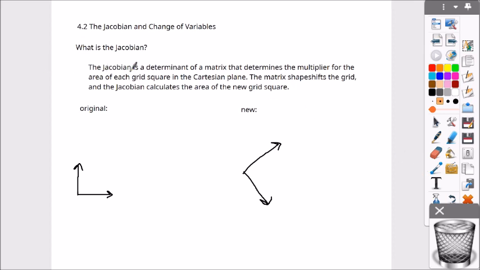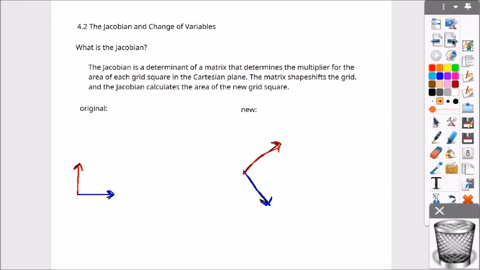Well, the Jacobian is a determinant of a matrix that determines the multiplier for each area of each grid square in the Cartesian plane. So this matrix shapeshifts the grid, and the Jacobian calculates the area of the new grid square. So what does that mean? Well, if we have an x coordinate like this and a y coordinate like this, and we turn it 45 degrees and make it a little bigger, it will turn like this. This will be the new x direction, and the new y direction.